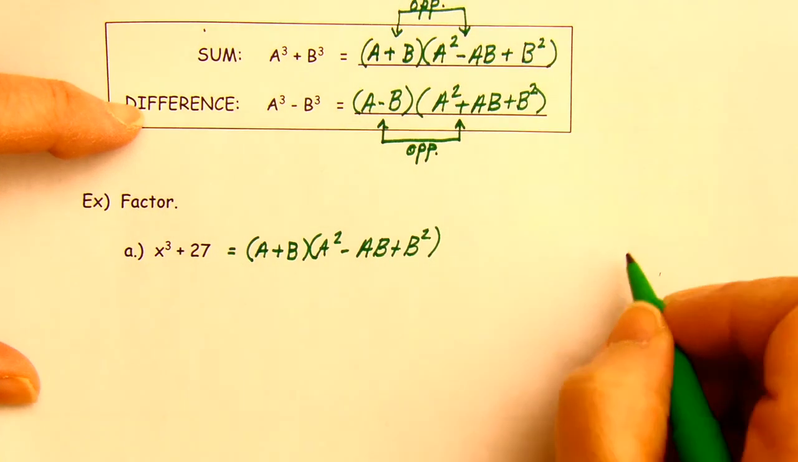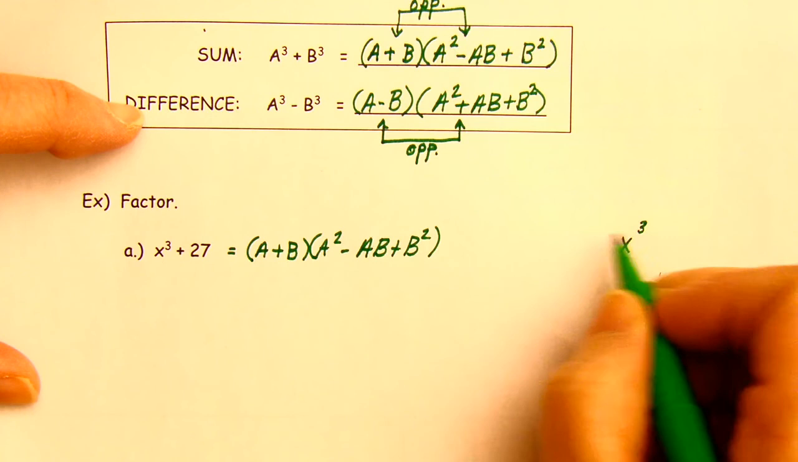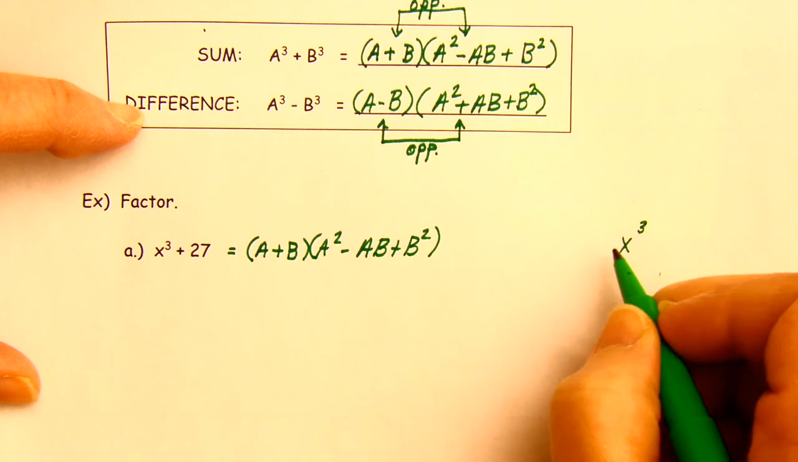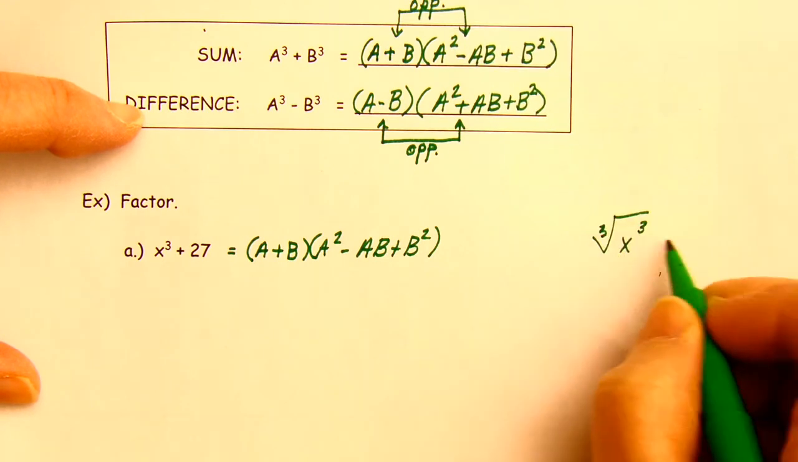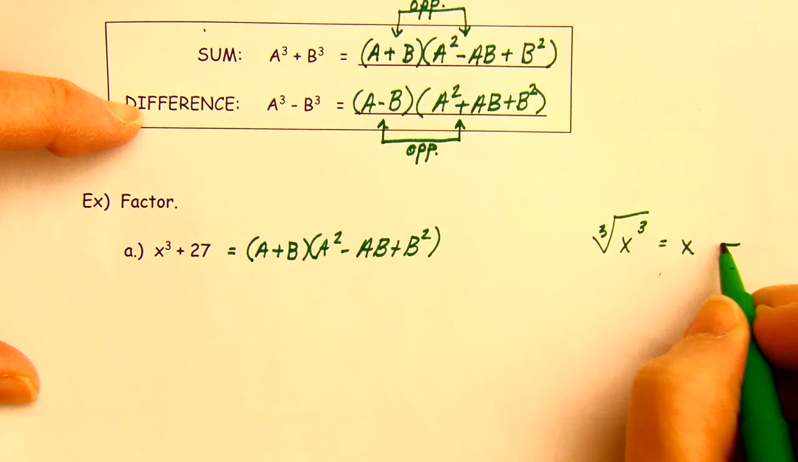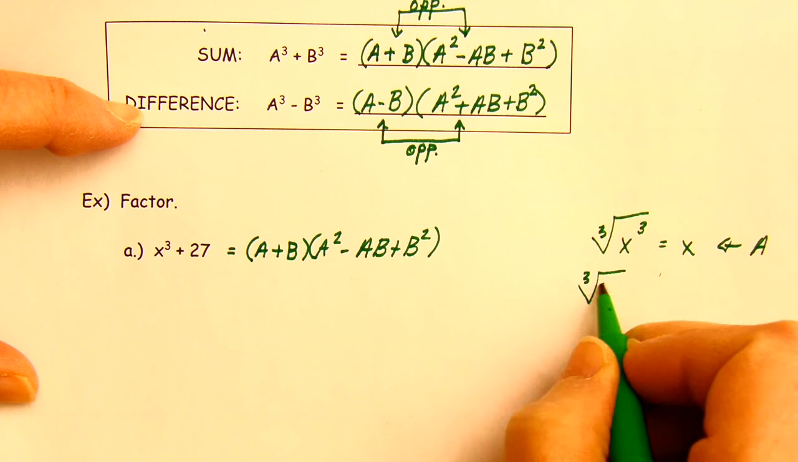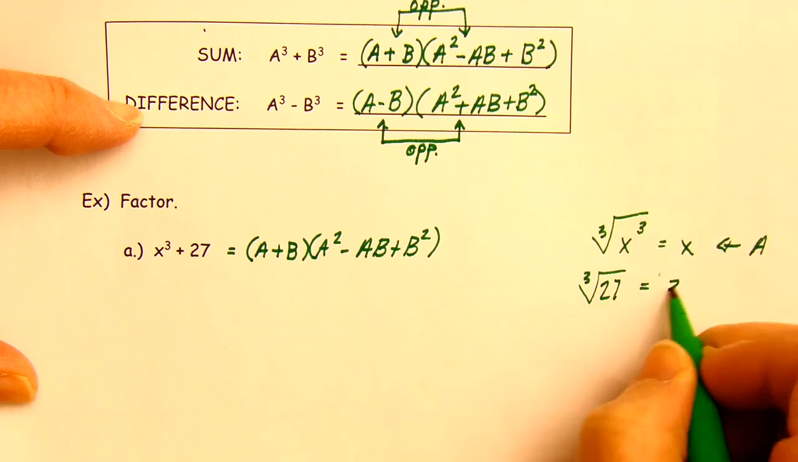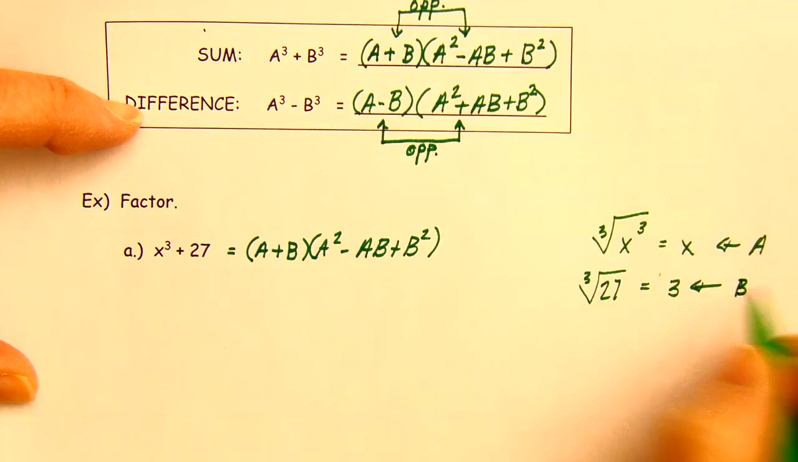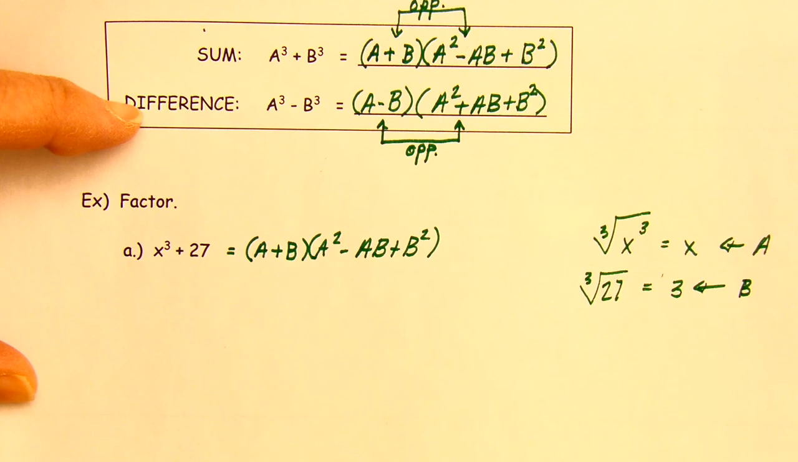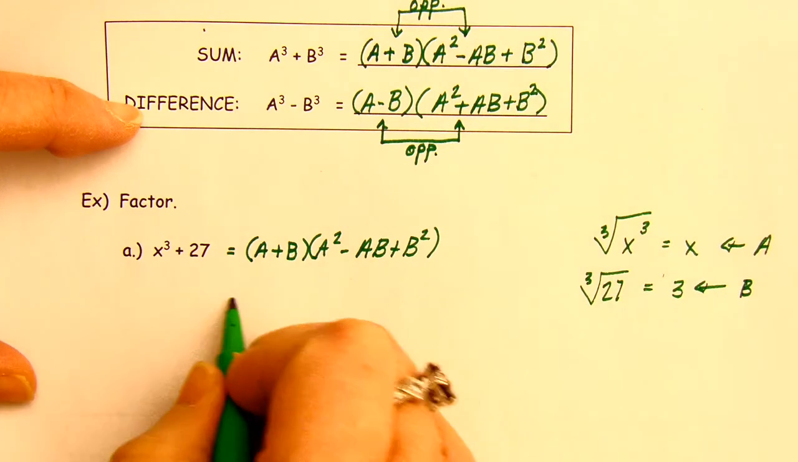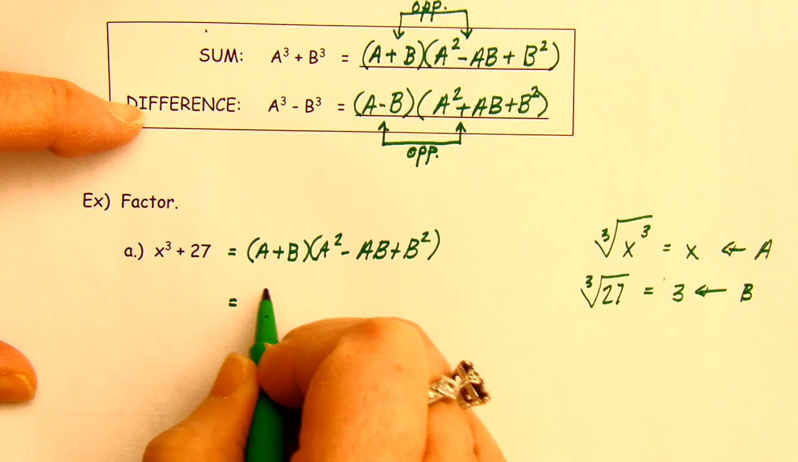So I'm going to write over here off in my workspace, what I should be thinking in my head is, what's the cube root of x cubed? Well, that's x. So this is my a value. And what's the cube root of 27? Well, that's 3. So this is my b value. So now I'm going to take my a and my b and substitute it into the model. This is going to become x plus 3.